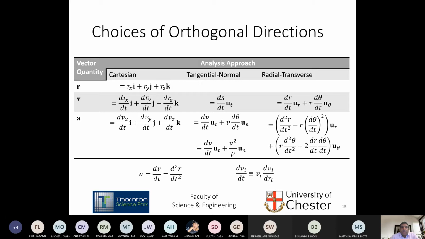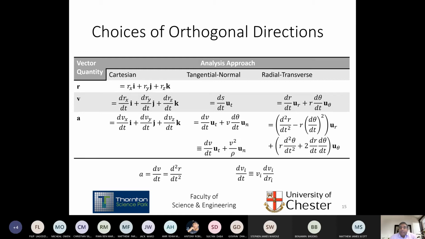And acceleration works out to be dv dt plus v d theta dt, the angle that it's moving along the circle, so v d theta dt un. That gives you the acceleration. Or you could write it as dv dt ut plus, we know that the centripetal acceleration is v square over rho, where rho is the radius of curvature in which the object is moving. So you can write it as dv dt ut plus v square over rho un.